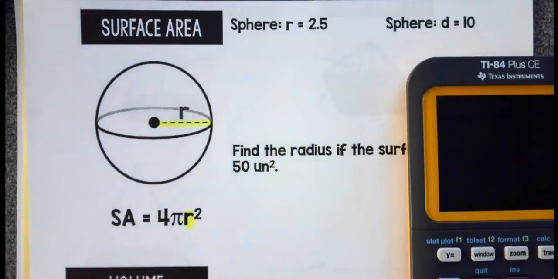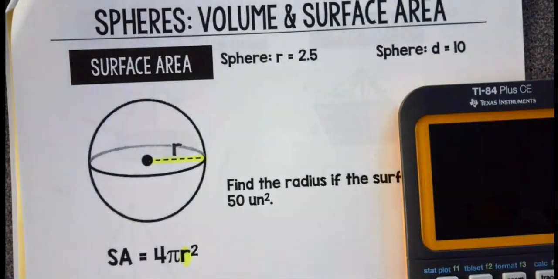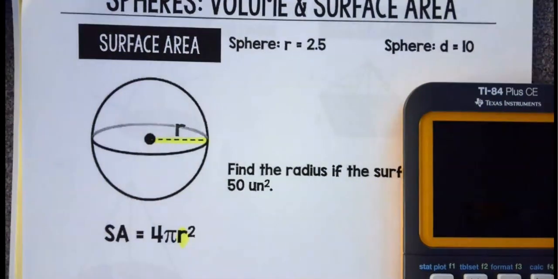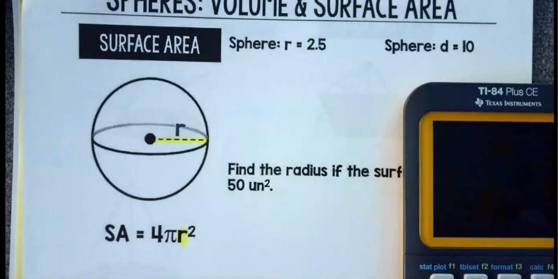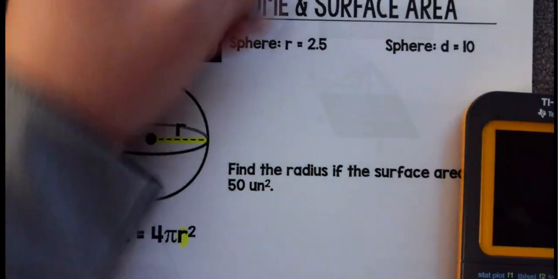Okay, so we're talking about surface area of spheres today. I think I have one in here. So if this is your sphere, it's just the area around it. Like if you were covering it with some sort of covering or paper or something, it's that area around it. But it's really just plug this into the calculator.